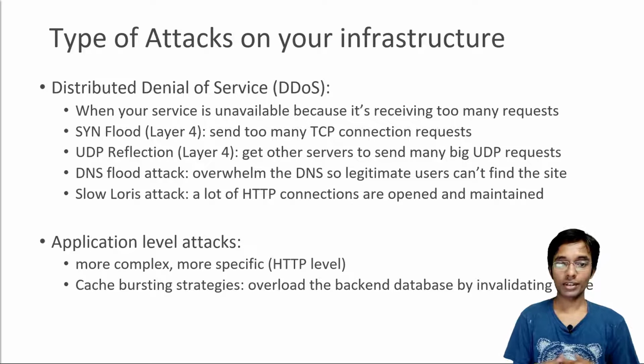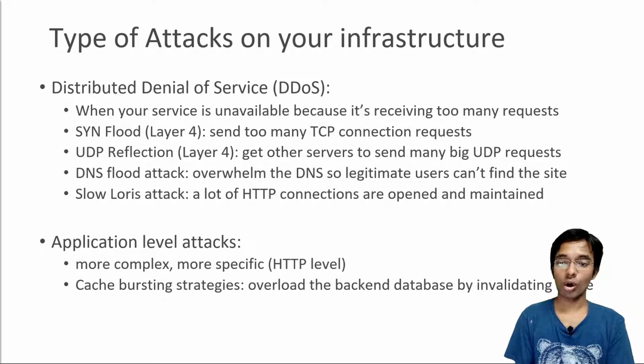And so there are different types of attacks on your infrastructure. There is DDoS, which is when your service is unavailable because it's receiving too many requests at a high level. There are different ones. There is SYN flood, which is a layer 4 type of attack, when too many TCP connection requests are happening. There's UDP reflection, where other servers can send a big UDP request to our server. DNS flood attacks, where we overwhelm our DNS so that users cannot query our DNS service, and then they can't reach our website either, which is a bad situation.